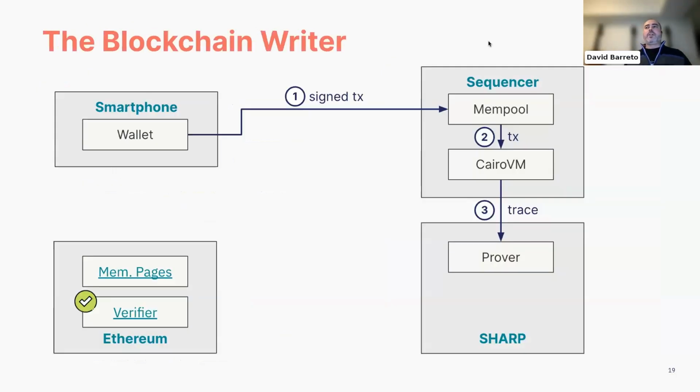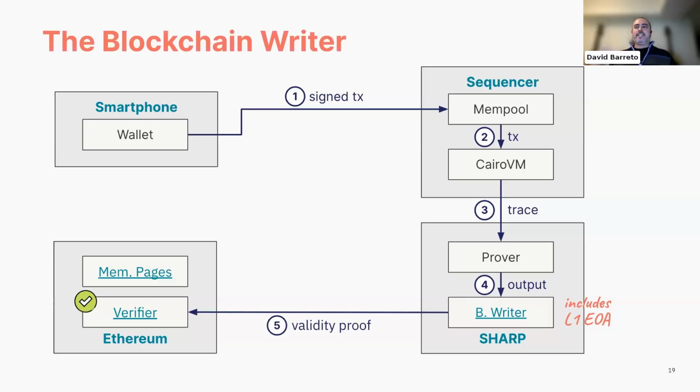So maybe that's going to help clarify how that works. So far, I've been talking about the prover interacting directly with the layer 1 verifier, but that's not really the case. The prover only cares about proving an execution of a Cairo program. It doesn't care about Ethereum directly. That's why there's another module within Sharp that is in charge of being the interface between Sharp and Ethereum. Internally, it has an externally owned account for Ethereum to send transactions. So that is the actual module that sends the validity proof and the state diff to the memory pages. The output of the prover goes to the blockchain writer, and that's what actually interacts with Ethereum to send data to the correct location.